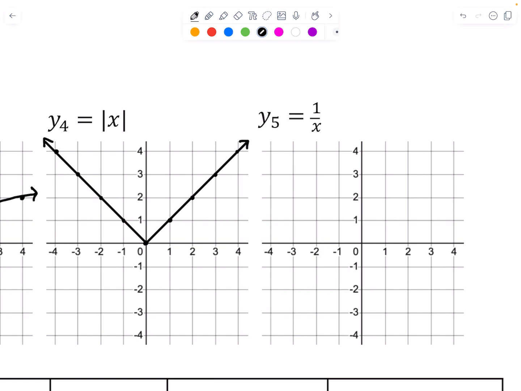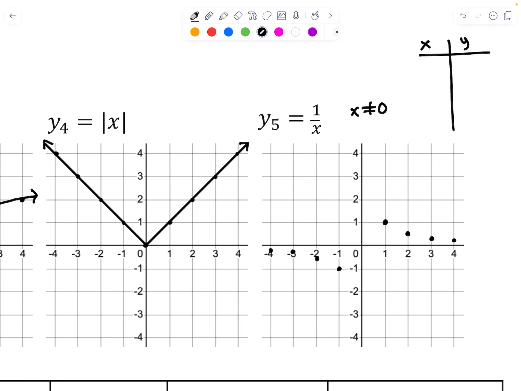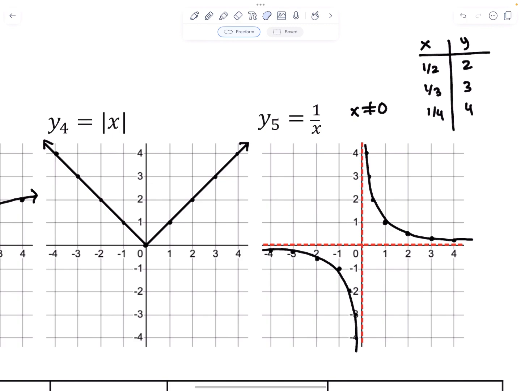And the reciprocal function. In this case here, x cannot be 0. Plugging in integers, we get some key points. And if you plug in numbers close to 0, such as 1/2, you'll get an output of 2, 1/3 output of 3, 1/4 output of 4, giving us a shape that's called a hyperbola in the first and third quadrants, and it follows the axes as asymptotes.